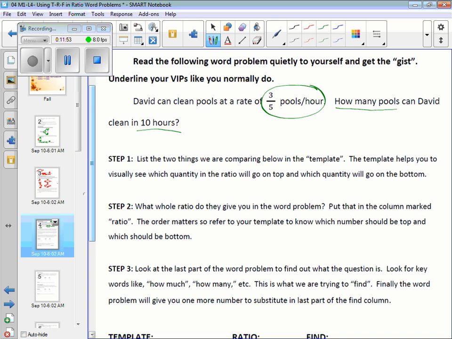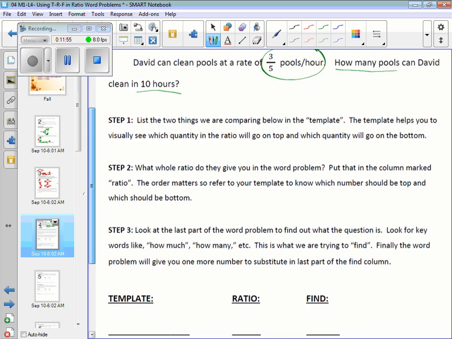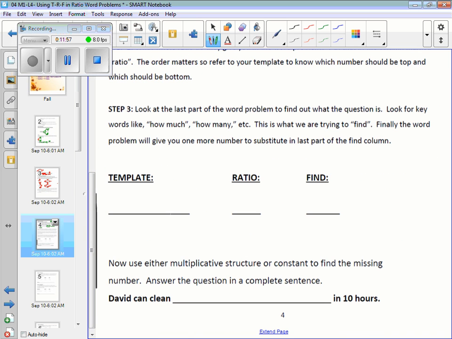What am I comparing? What are my quantities? Or what are my labels? Not numbers. What things are we comparing? How many pools can David clean in 10 hours? Okay, so pools over hours is my template.